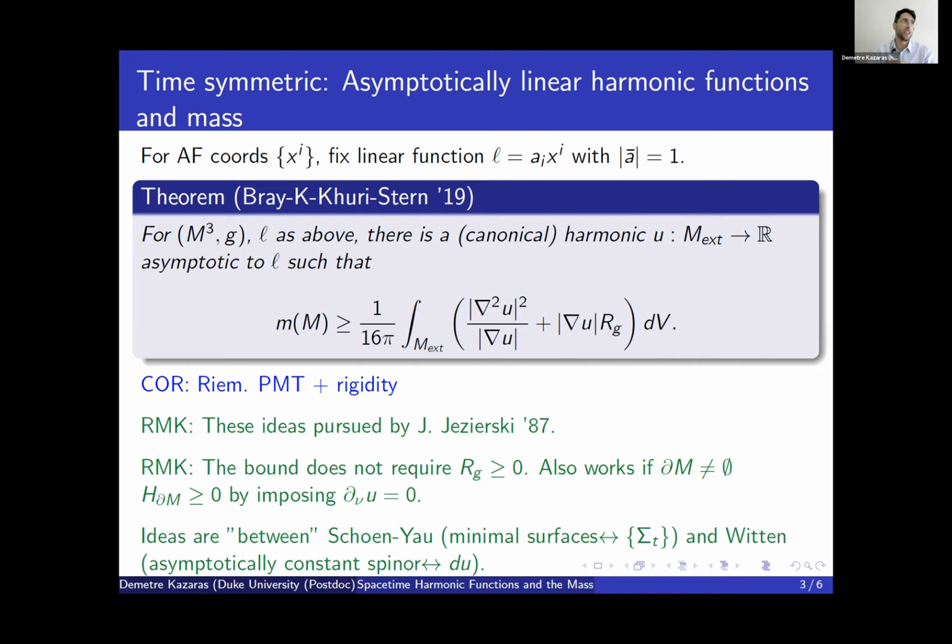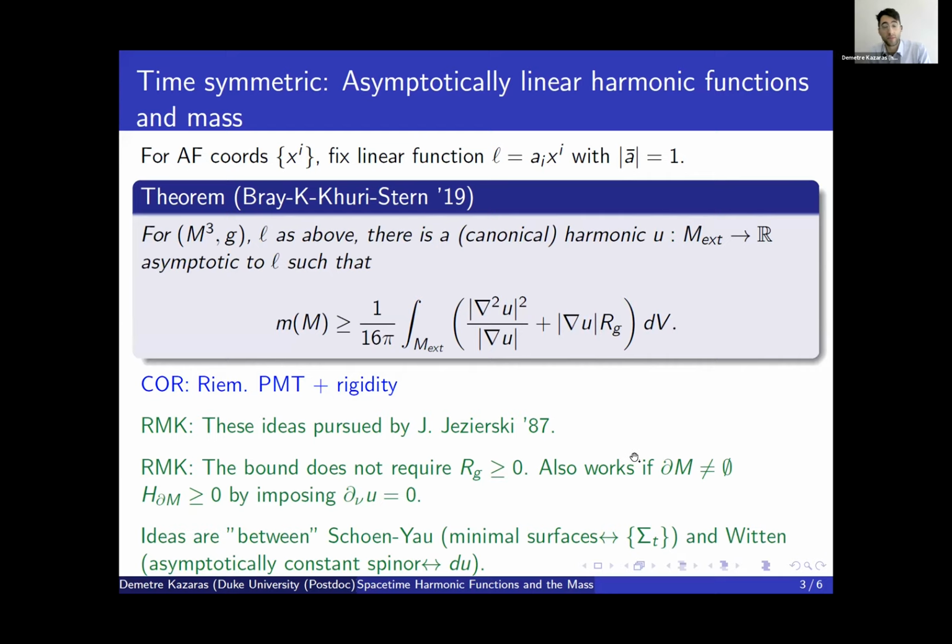So this formula that I'm displaying here has the appeal that it's almost a formula for mass in general. And so you can see directly how it interacts with scalar curvature. And when it's non-negative, the mass has to be non-negative.